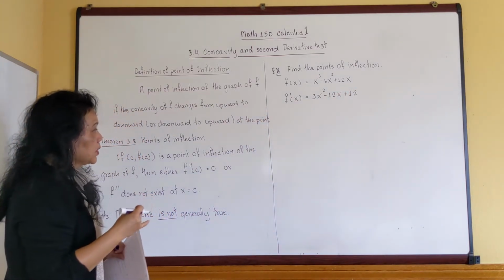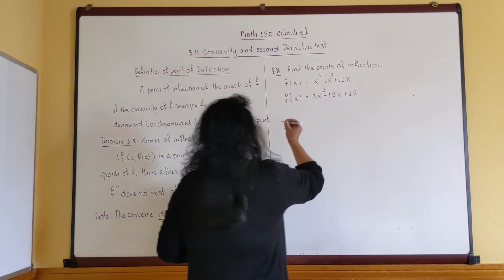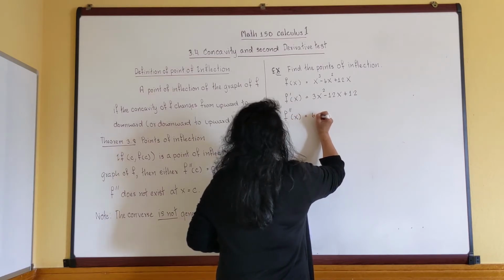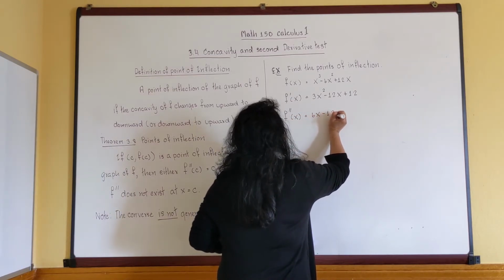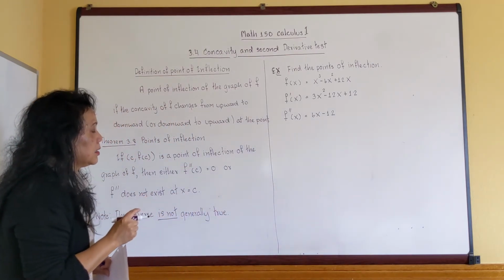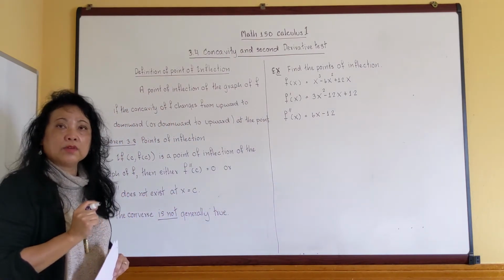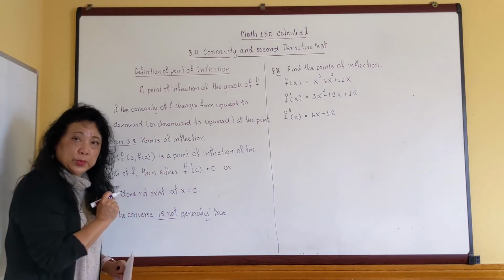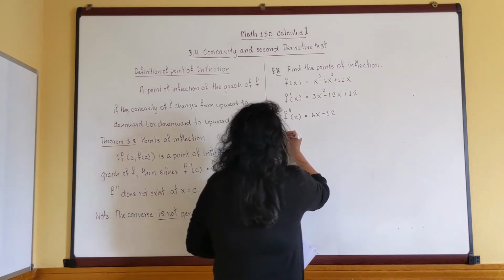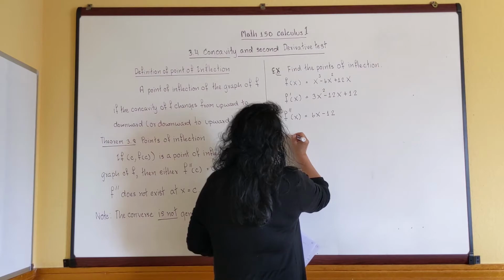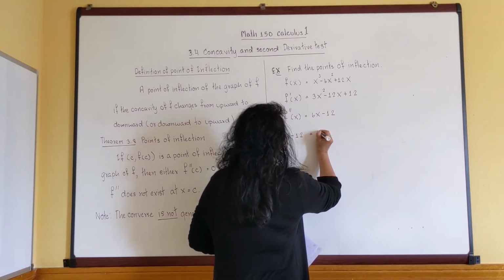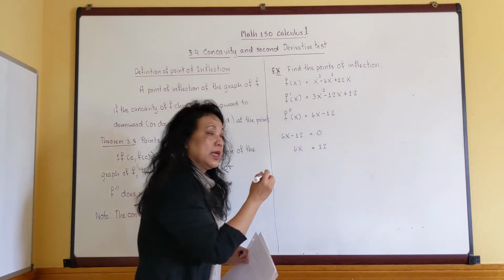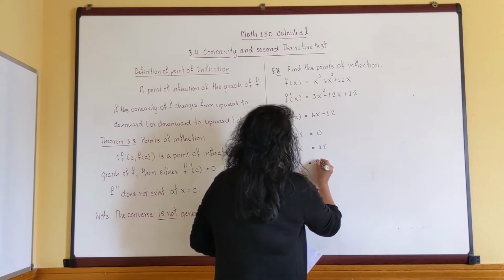Alright, I'm going to take the second derivative of the function. The second derivative would be 6x minus 12. Then I'm going to set the 6x minus 12 equal to 0 and solve for x. Then I'm going to get my inflection point. So if I have 6x minus 12 equal to 0, 6x would equal 12, right? X would be 2.